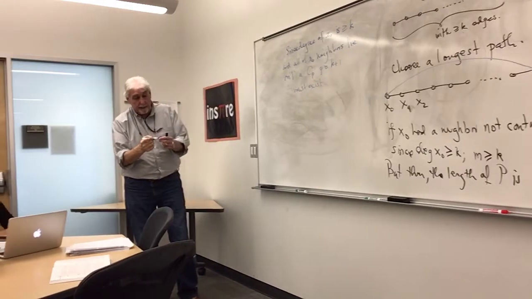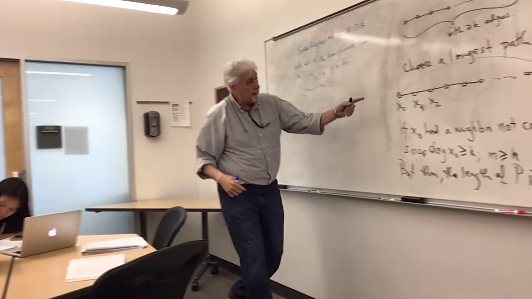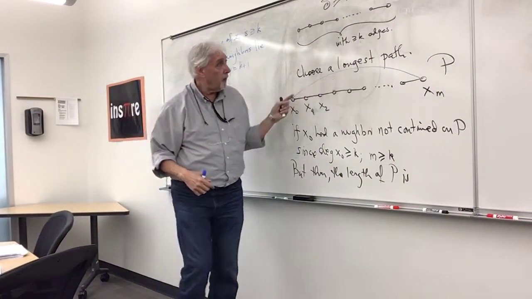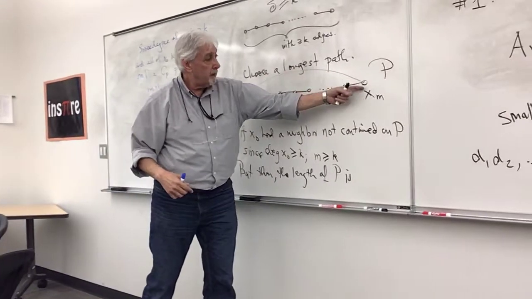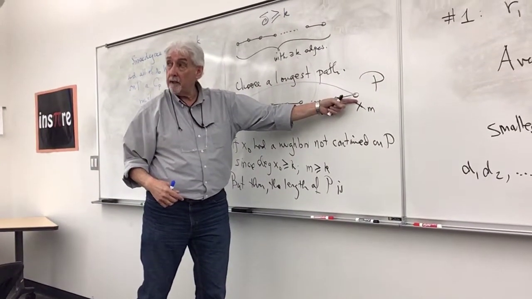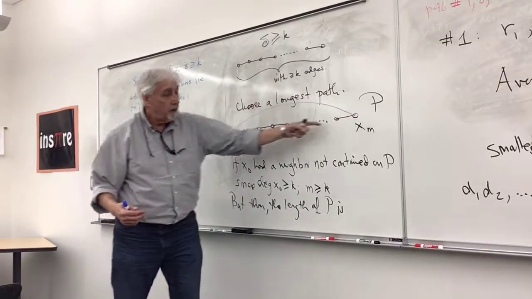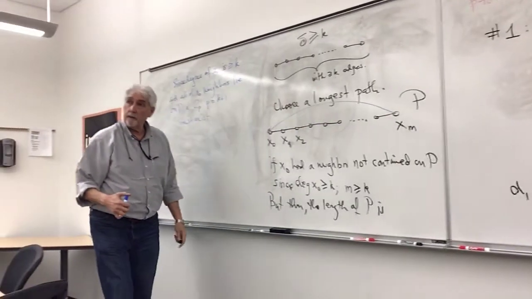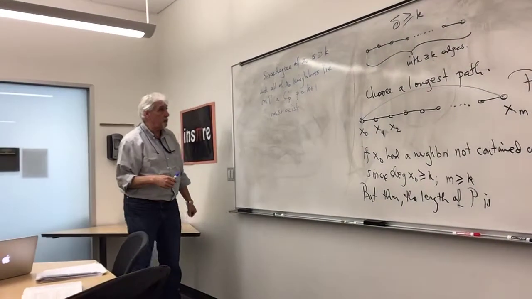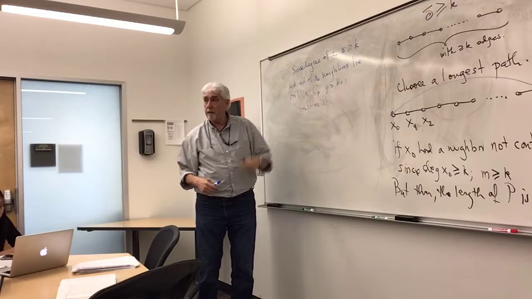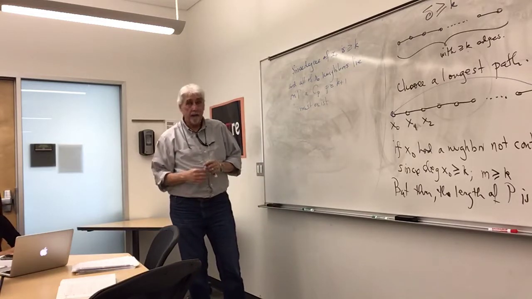Let's look at x0's neighbors. Okay, x0 could be adjacent to x1, x2, x3, x4, up to xm, or xk, and that would give me a cycle of length k plus 1. A cycle of length k plus 1. So it will give me a cycle C_p where p is greater than or equal to k plus 1. Is that clear?